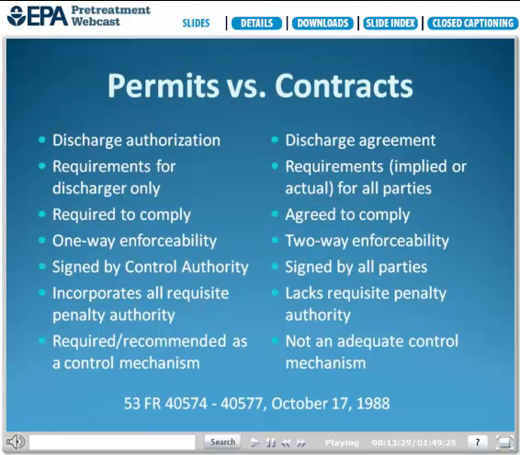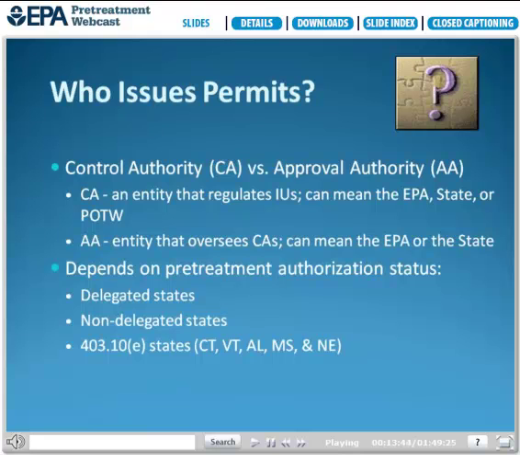Other reasons are outlined in the slide, and again, if you want more details, please consult your local attorney and the summary in the Federal Register notice. So who issues permits? The control authority has direct oversight of the industrial users. Because the POTWs have the most vested interest in protecting their plant, we call them the control authority after their program has been established and approved as satisfying all the minimum federal requirements.